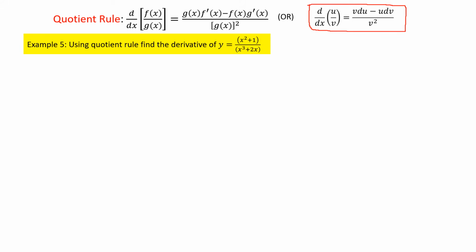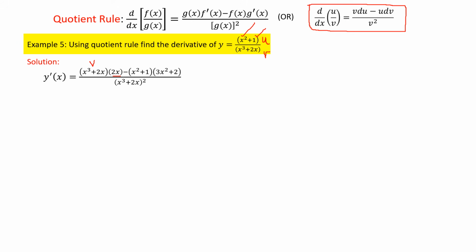See this example. Using quotient rule, find the derivative of y is equal to x power 2 plus 1 divided by x power 3 plus 2x. So the numerator I can take it as u, the denominator function I can take it as v. By applying the rule, we will get this one, right? So this is v, derivative of u. What is derivative of u? Derivative of x power 2 will be 2x. Derivative of 1 will be 0.